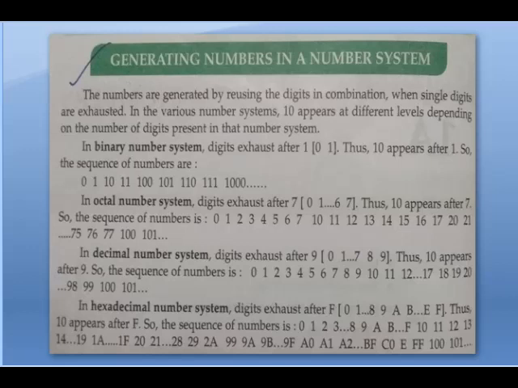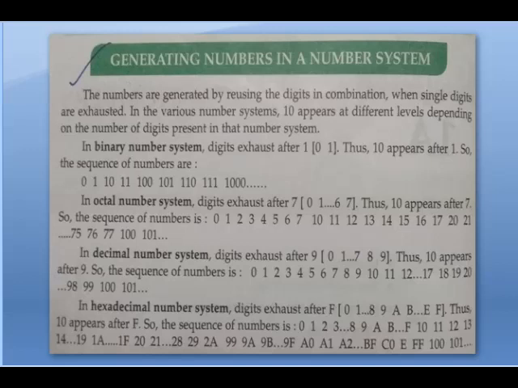Now we are going to see the binary number system. In the binary number system, digits exhaust after 1. Thus, 10 appears after 1. In the binary number system we use only 2 digits, that is zeros and ones. So it is a combination of zeros, or a combination of ones, or a combination of zeros and ones. For example, 0, 1, 10, 11, 100, 101, 110. So these are binary numbers.